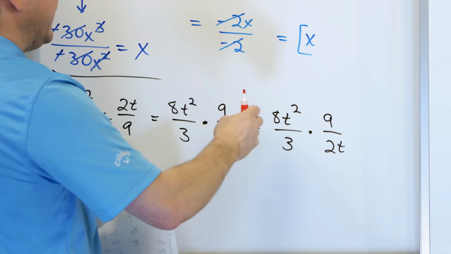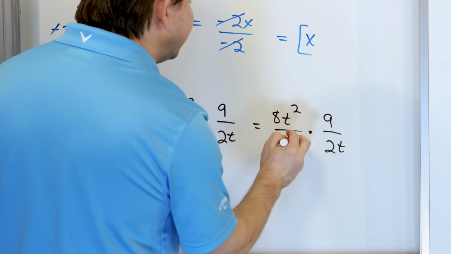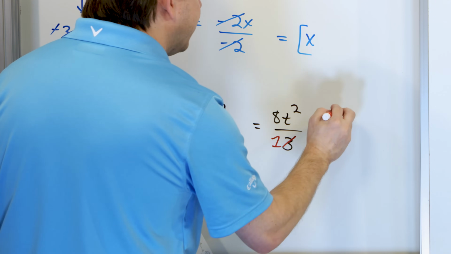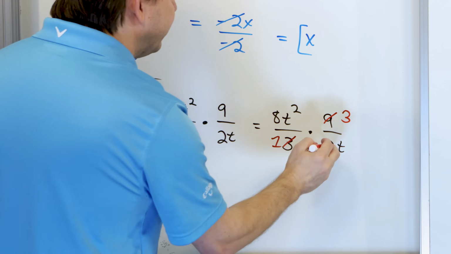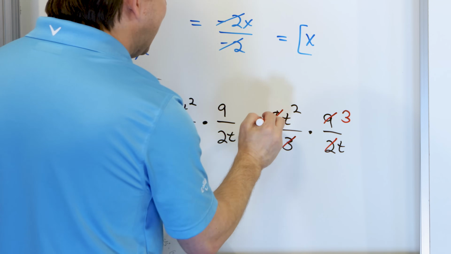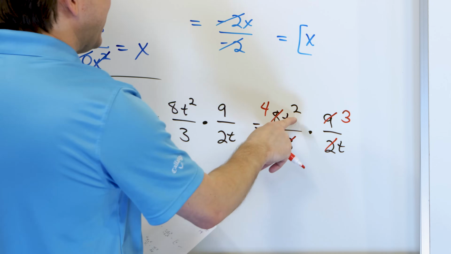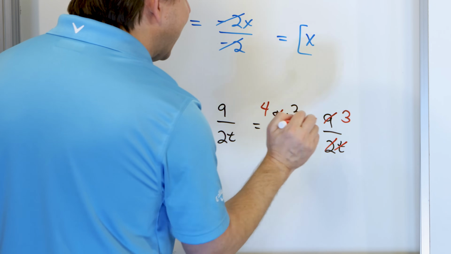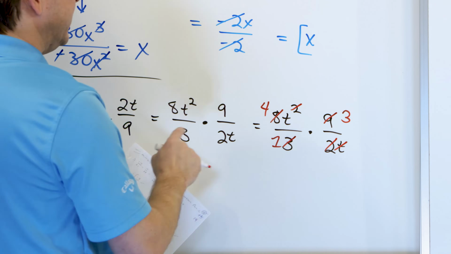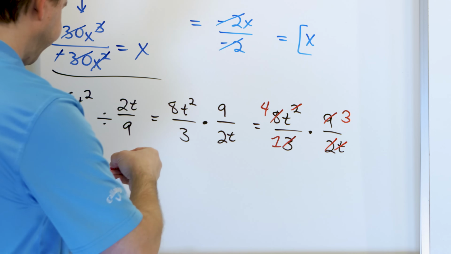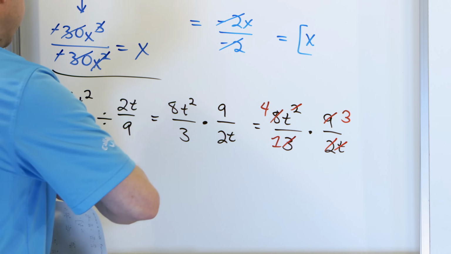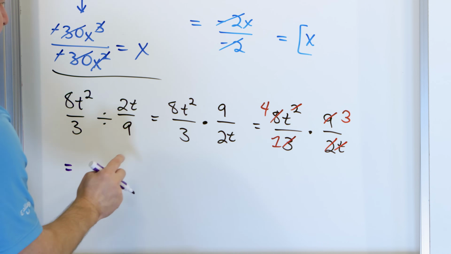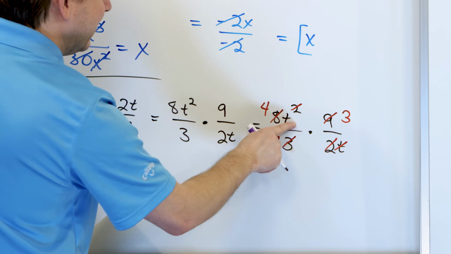So then we start cross-canceling. Look here, we have a 3 and a 9. 3 divided by 3 is 1. 9 divided by 3 is 3. We have an 8 and a 2. 2 divided by 2 is 1. 8 divided by 2 is 4. And then we have a t squared and a t. We can divide that by t, and we can cancel it, leaving only one t remaining. So then, we'll get closer to the final answer here. Over here we have a 4t times 3.